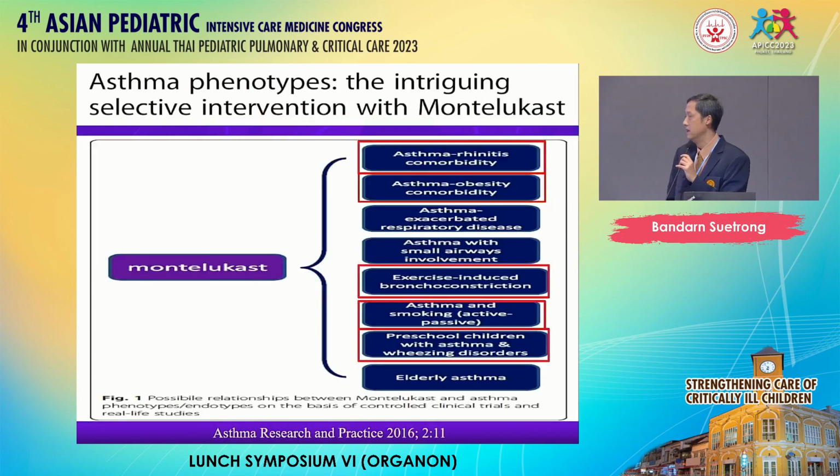So in summary, the patients who might benefit if we choose montelukast as asthma control are: asthma with allergic rhinitis comorbidity, asthma with severe obesity, asthma with exercise-induced bronchoconstriction, asthma with either active smoking in teenagers or passive smoking in children, and asthma in the young or preschool asthma, particularly in those younger than 5 years of age.